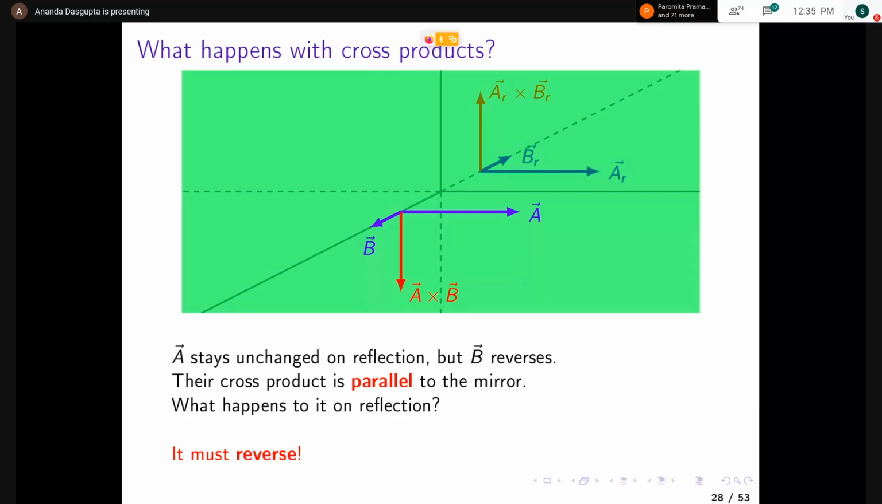So notice that what happens to the cross product of two vectors under reflection is exactly opposite to what happens to the vectors. For vectors, components in the plane stay the same, perpendicular to the plane reverses. For the cross product of two vectors, components parallel to the plane reverse, as in this example, and components perpendicular to the plane stay the same.